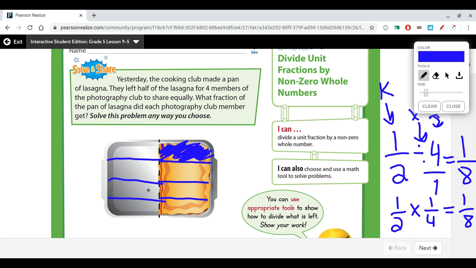If you look at the model that I did, and you look at how I solved this by doing keep, change, flip, the visual representation hopefully helps you see, oh, that's why the algorithm works the way that it works. On the look back, it says, what equation can you write to model this problem? Well, we already did that. It's 1/2 times 1/4 equals 1/8, or 1/2 divided by 4 equals 1/8. Both of those equations would be how I can model it.